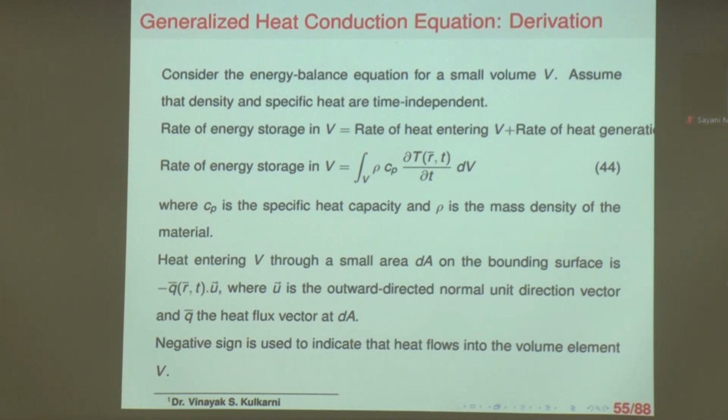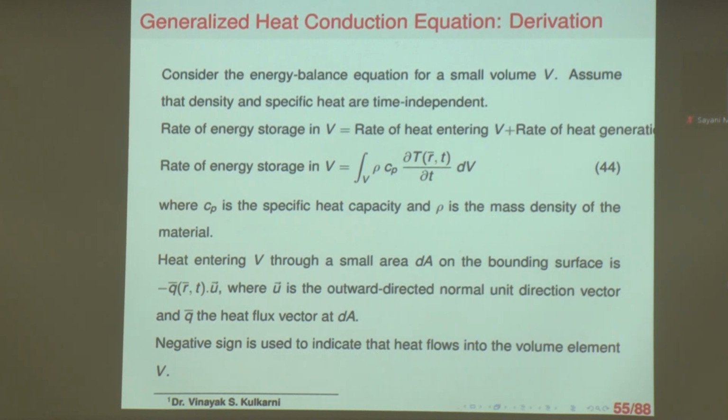And as it is a volume integral, it's a triple integral. Now Cp is the specific heat capacity and rho is the mass density of the material. Now the heat entering through the small area, because even though this volume is under consideration, its surfaces can be represented. So heat energy entering through the bounding surfaces, I will have to consider the area of this particular surface. A small area corresponding to the small volume V is represented by dA on the bounding surface, and this is nothing but the quantity of heat flux applied on that particular surface.